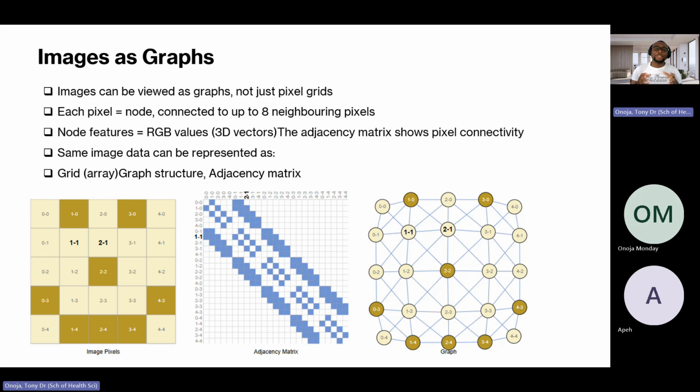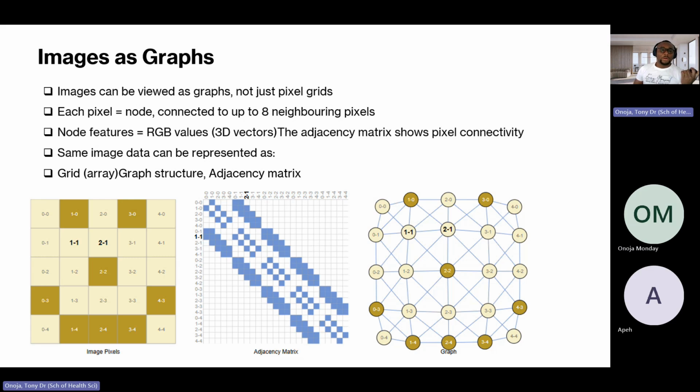Now, in same images, the data set can be represented as grid or graph structures. And then we can also represent it as a matrix. Now, this is what we mean. If we have, I don't know, is this picture quite clear? Can you really see it very well? Yeah, very clear.